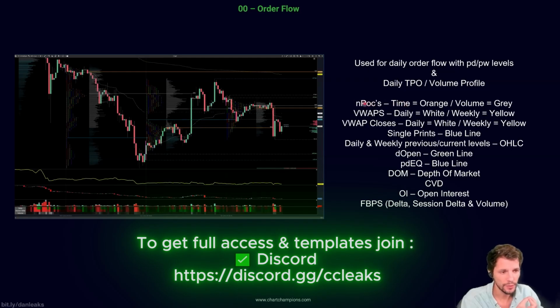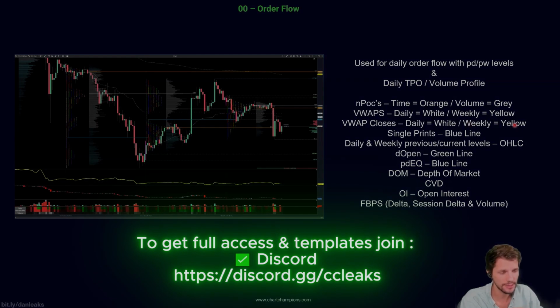For this one, the time point of control will be the orange. The volume will be the gray. I've actually named this template, so you've got TPOC and VPOC. Those are the two. You then have the VWAP closes, which are really good at flips. The VWAP closes are the daily being white, and the weekly being yellow. I'll show them later, how they look.